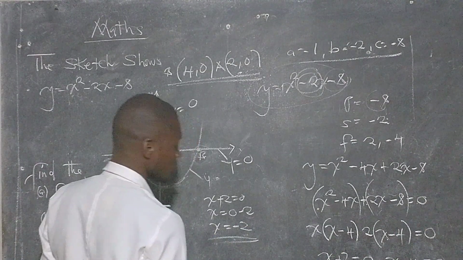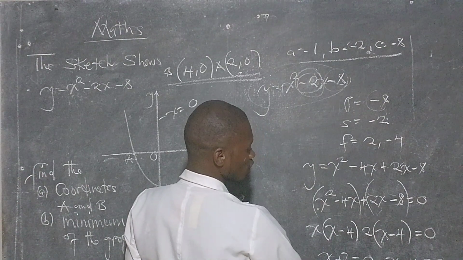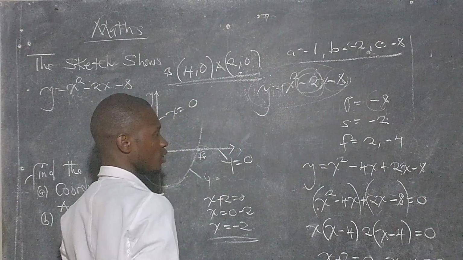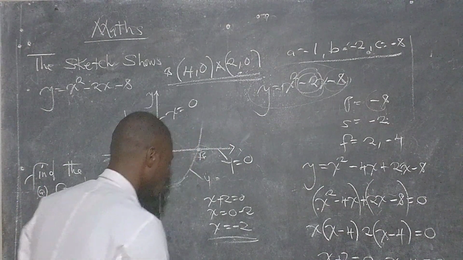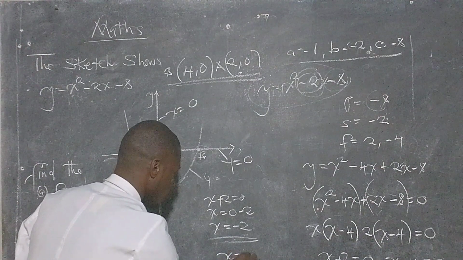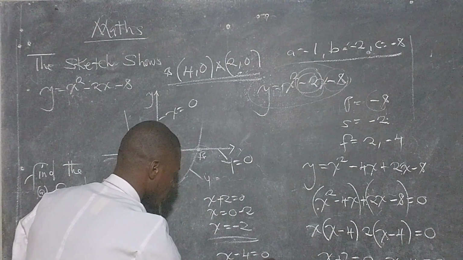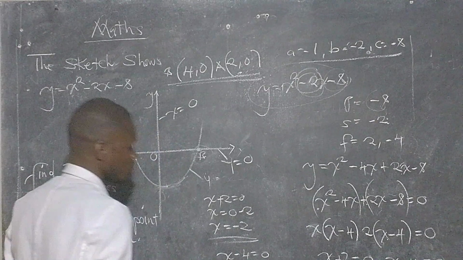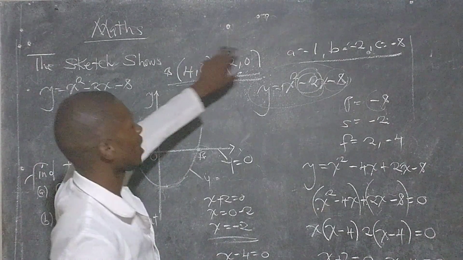The other part here is negative. So when negative 4 crosses the equal sign, it will become a positive. Meaning that we are going to say x minus 4 is equal to 0. So x is equal to 0 plus 4. So x is equal to 4. So these are the two values which we have looked for.